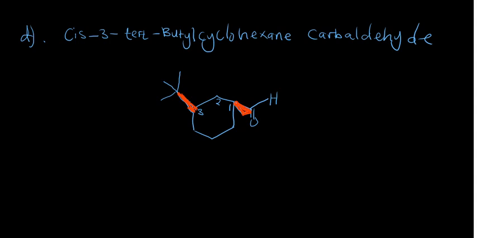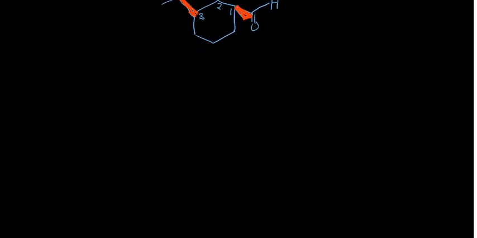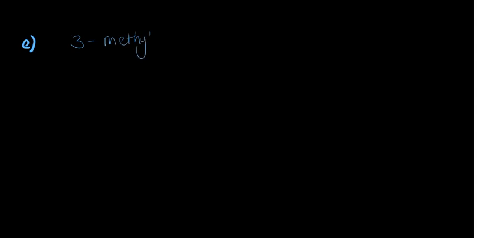We can move on now to part E. Part E was saying we name 3-methyl-3-butenal. So there is an E here.